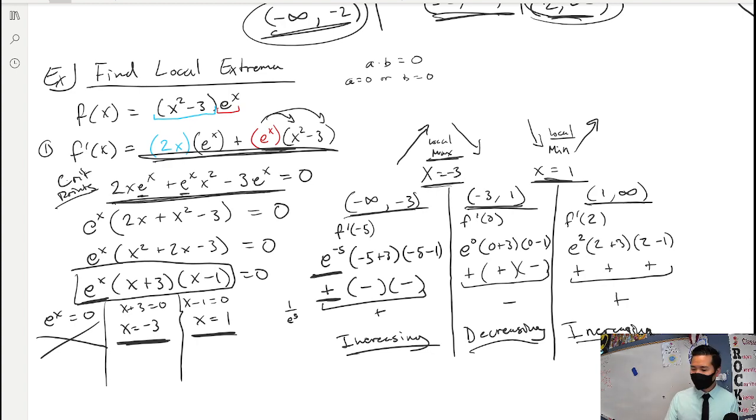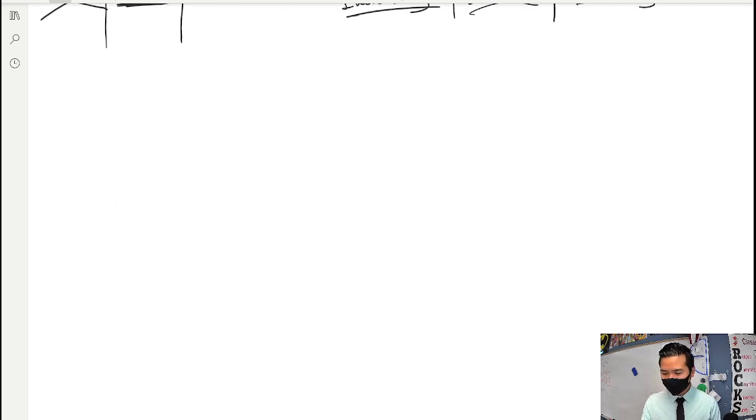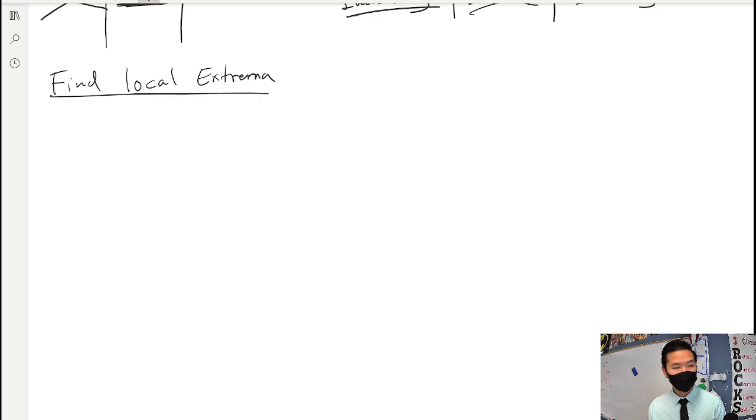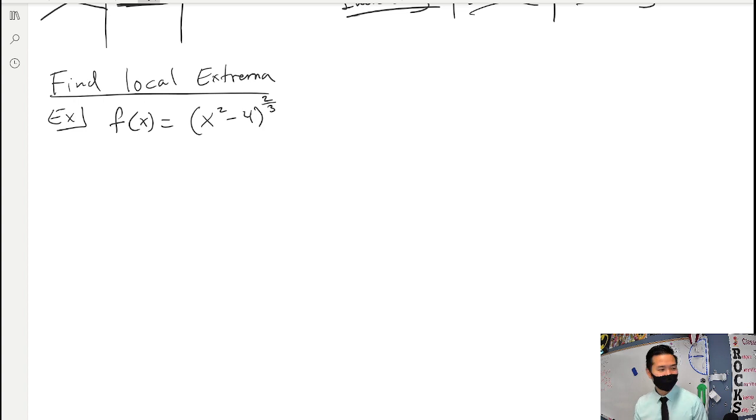All right. Let's do one last problem before we call it a day. Find all local extrema. So finding the local extrema here, let's go with this function because why the heck not? f of x is going to equal, let's start off easy, x squared minus 4, because that looks not that bad, right? And then let's make it to the power of 2 over 3. Because why the heck not?